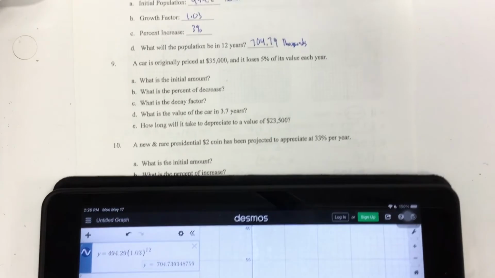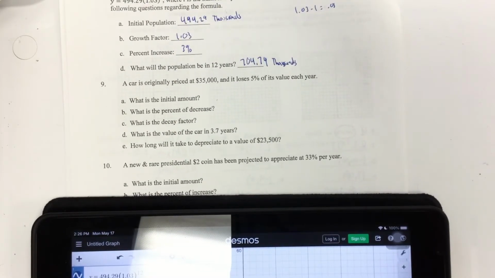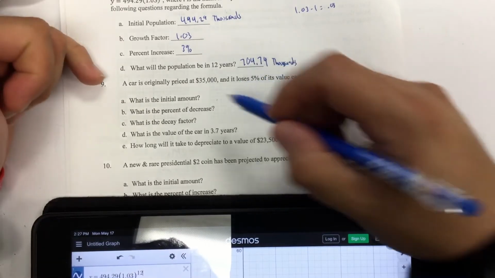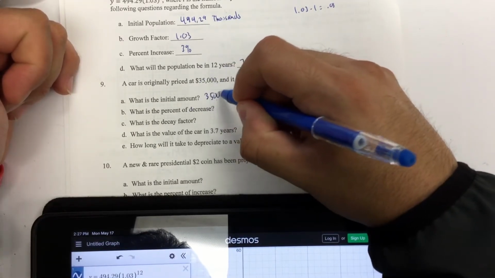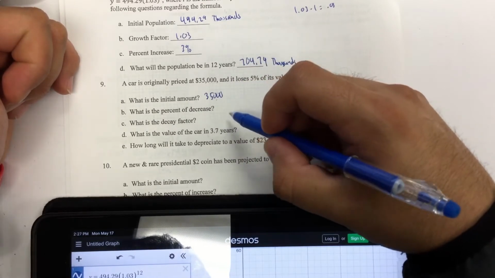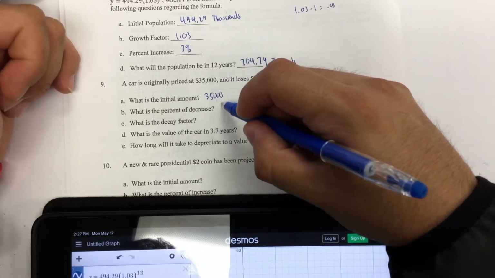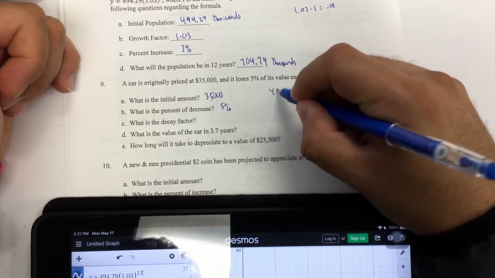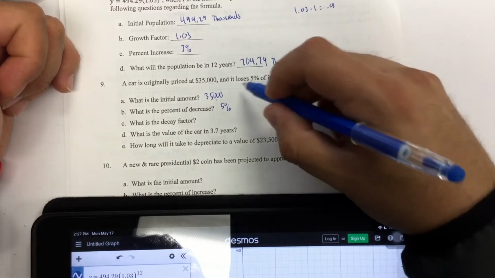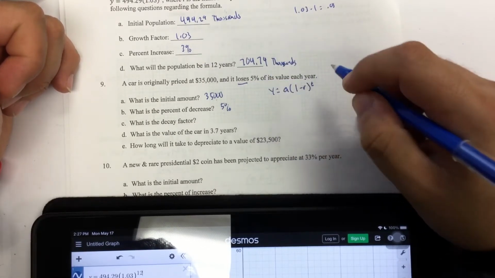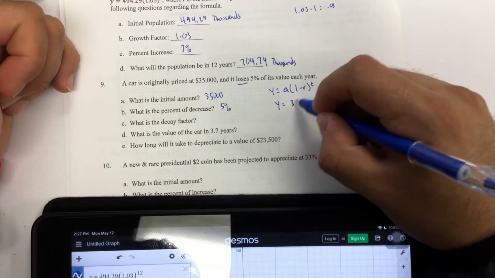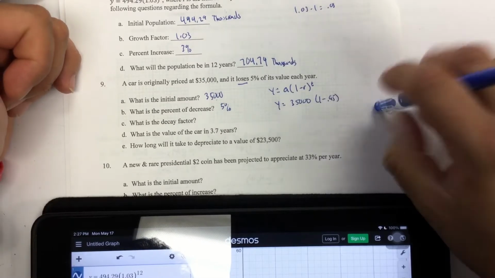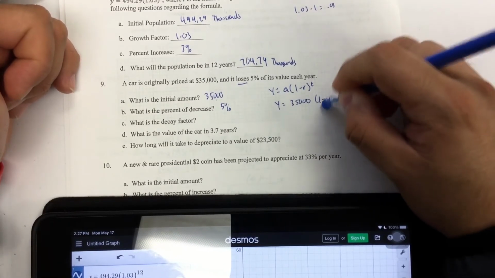All right, number 9. For this one, a car is originally priced at $35,000 and it loses 5% of its value each year. Okay, so what is the initial amount? Well, that's $35,000. What is the percent decrease? Well, it's decreasing by 5%. And then what is the decay factor? If you think about the equation, we have y equals a, and it's decaying because it's losing, 1 minus r raised to the t. So I'm going to write an equation, y equals 35,000 times 1 minus 0.05. Got ahead of myself there.